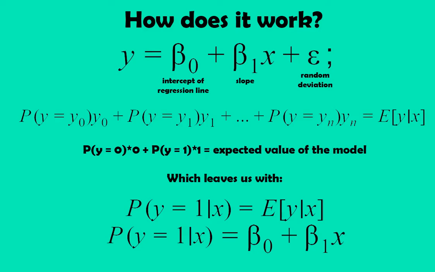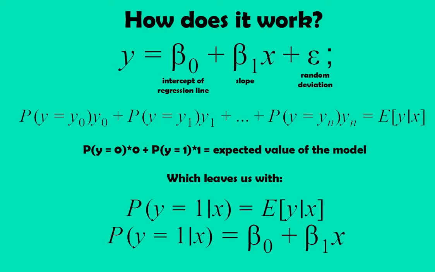The LPM can be calculated through the following equation, where b0 is the intercept of the regression line, b1 is the slope, and epsilon is the random deviation. The equation below it represents how we calculate our expected value of a specific y given a value for x. But as we know, y can only hold 0 or 1. Simplifying the equation to, the probability of y being 1 at a given x is equal to the expected value for a certain y and a certain x.